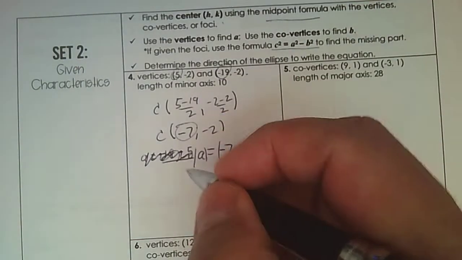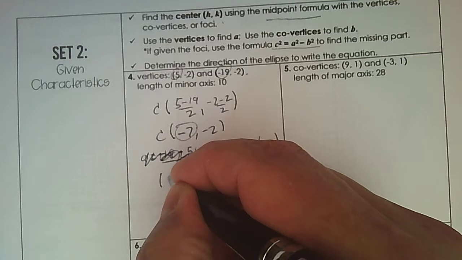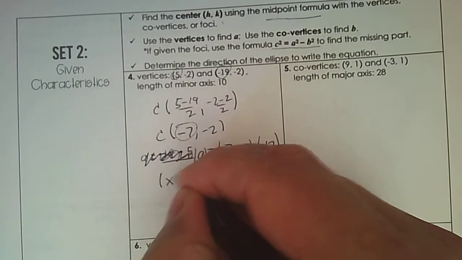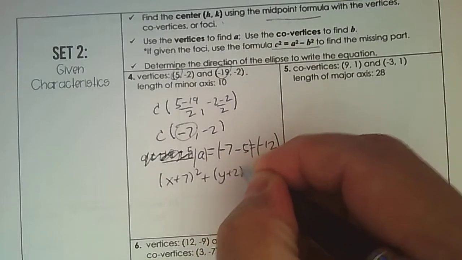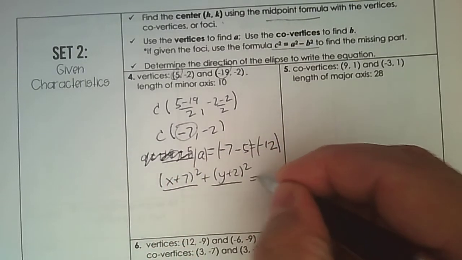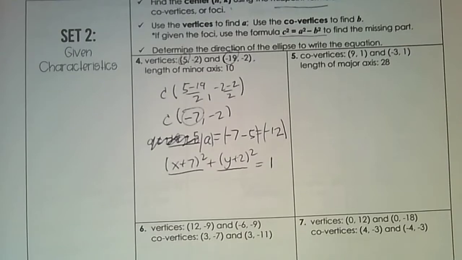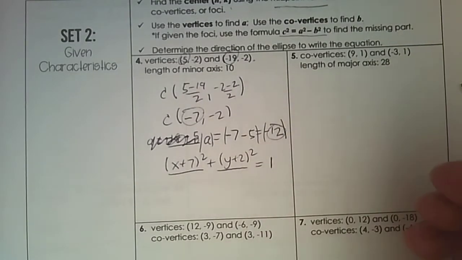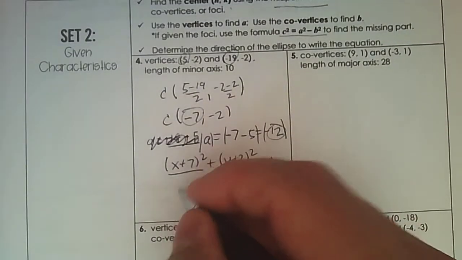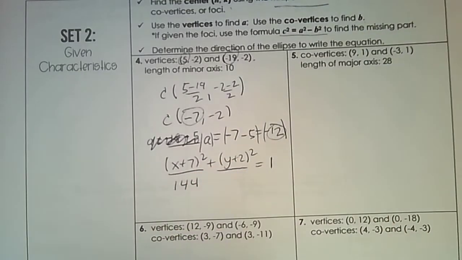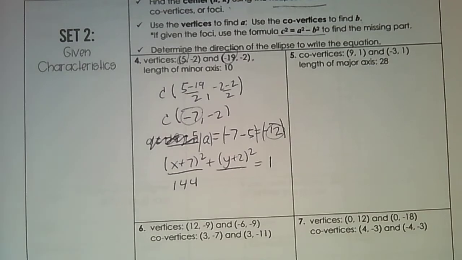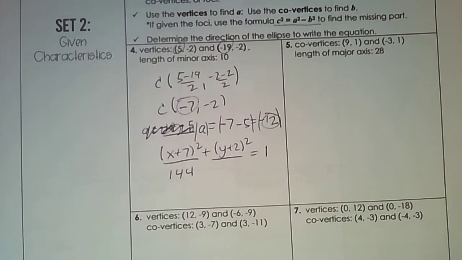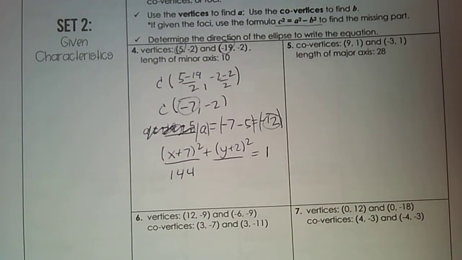So already we know this. We know that the center is going to be x plus 7 and y plus 2. It's equal to 1. We know that the a is 12, so 12 squared is 144. We're not given the co-vertices here, so how are we going to find the other length in terms of what we're looking for?